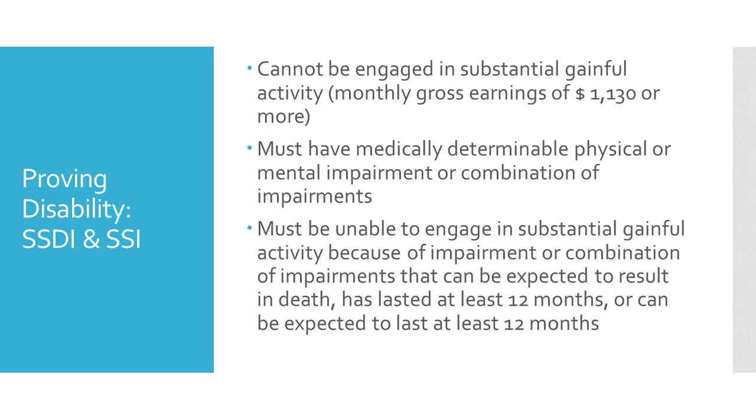The first is that you can't be engaged in substantial gainful activity, which is earning $1,130 a month or more for your work. You must have a medically determinable physical or mental impairment or a combination of impairments. And you have to be unable to engage in substantial gainful activity because of the impairment or combination of impairments. And again, those impairments or that impairment has to be expected to result in your death or have lasted or be expected to last at least 12 months.